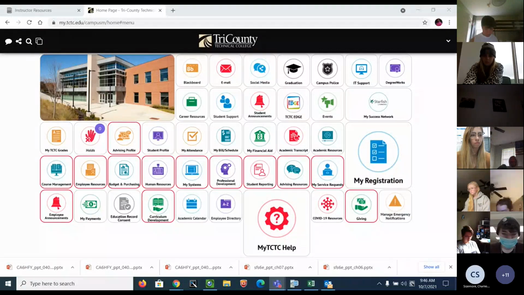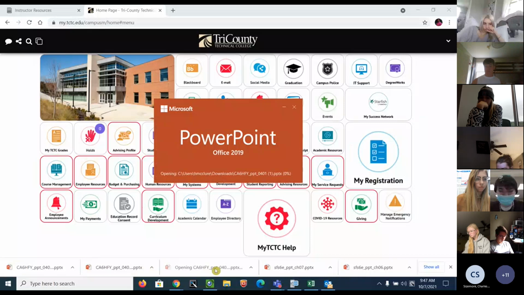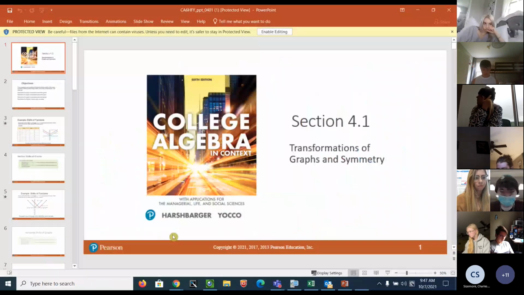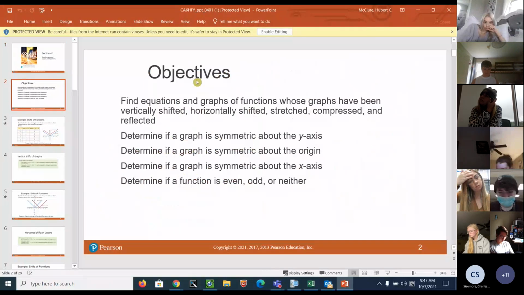All right, so here we go. 4.1. And these are our vertical and horizontal shifts, in which y'all, it's going to be like second nature.